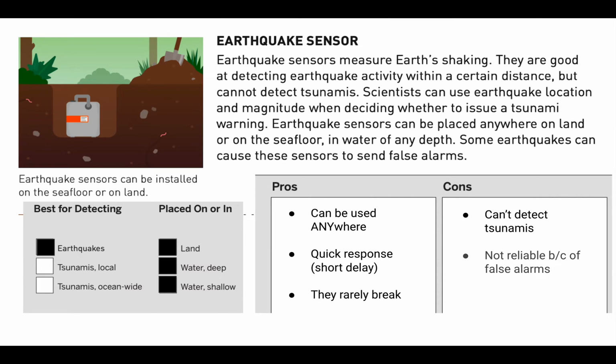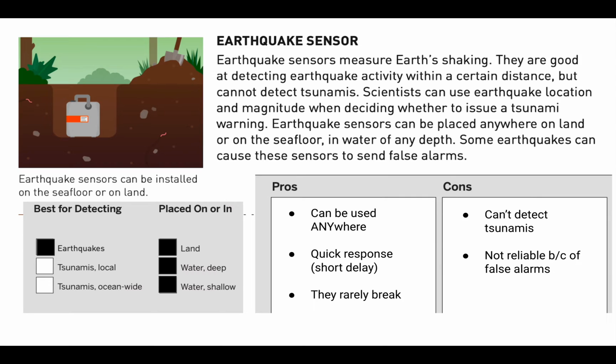Another con is that it's not reliable because of the false alarms. There's a lot of false alarms that can be generated with an earthquake sensor. And so what that means is, let's say every time an earthquake goes off, it might send false alarms. And so the people of Sri Lanka are going to get really annoyed.